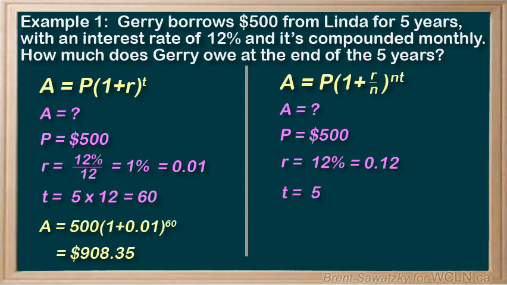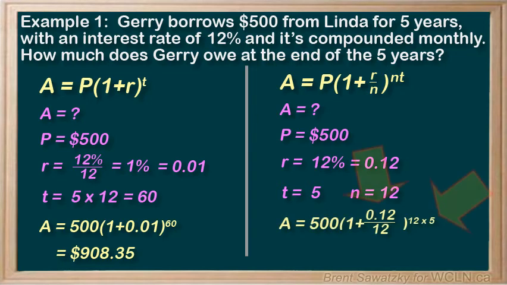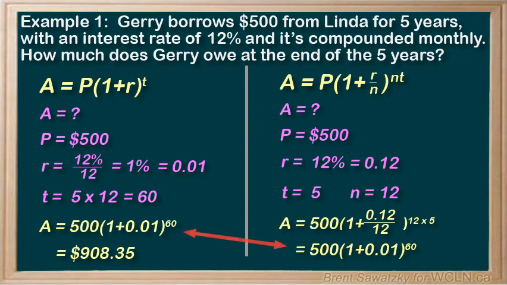Lastly, N equals our number of compounding periods per year, so that would be 12. And we plug it all in. Let's clear up these two areas with the N's. And we see that, in fact, we end up with the exact same equation at this point. Thus, again, you'll end up with $908.35, rounding to the nearest cent.